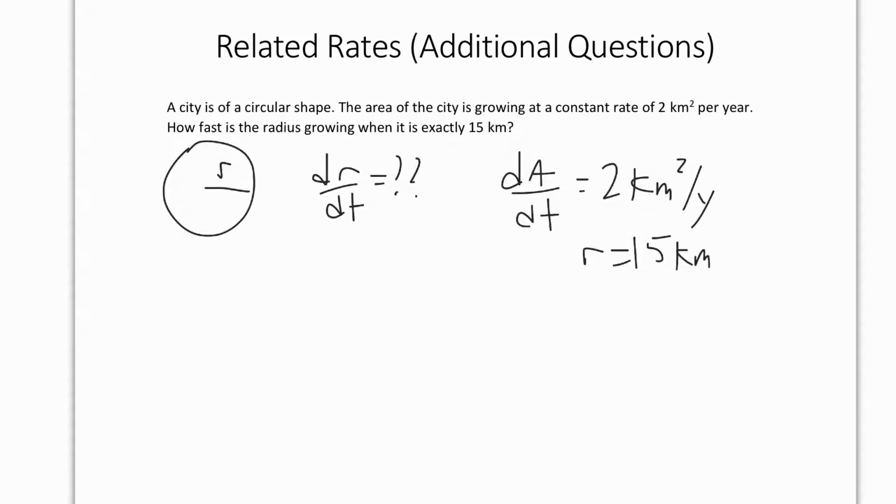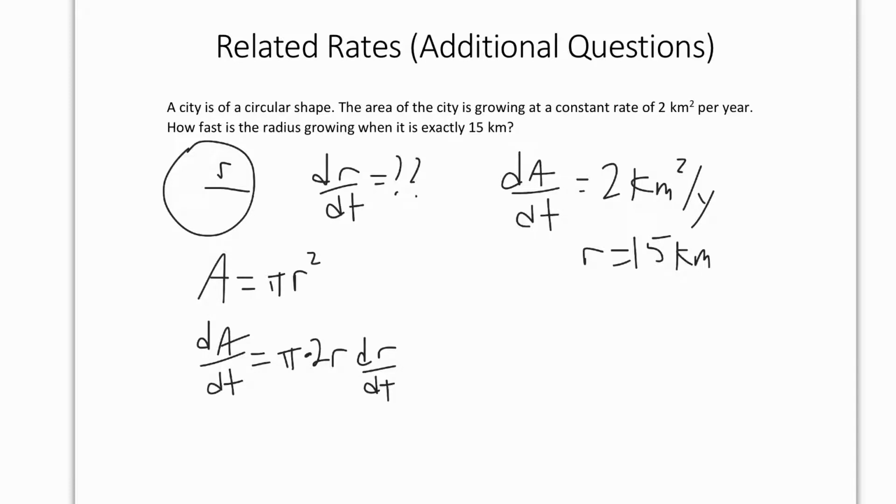Now we think about it for a bit, and of course we remember our formula, area is equal to pi r squared. We don't have any substitution to do because this equation just has one variable on the right-hand side, so we're ready to do calculus. dA/dt is equal to pi 2r dr/dt. Now we're going to want to plug in everything we know. We know a 2 for the dA/dt. We've got pi times 2 times 15 dr/dt.